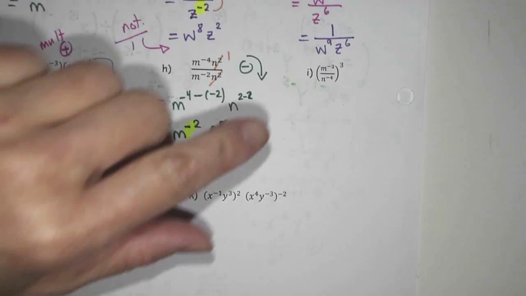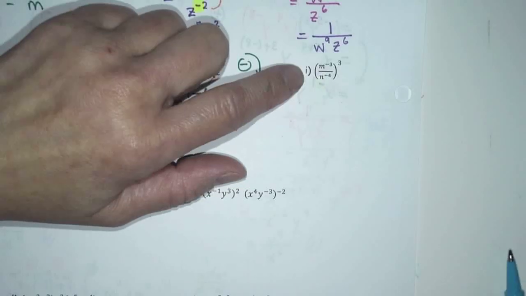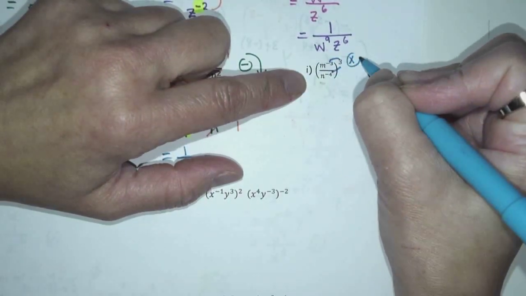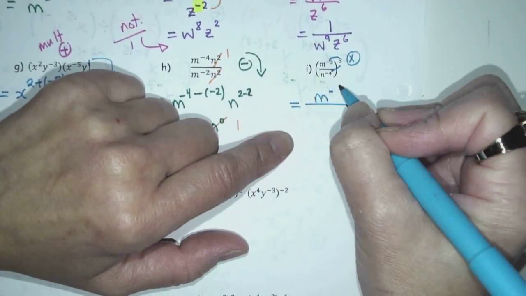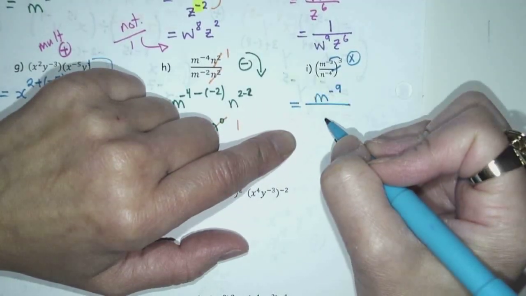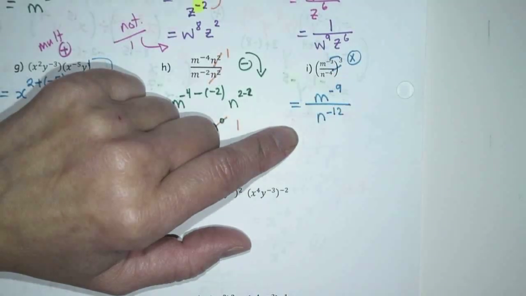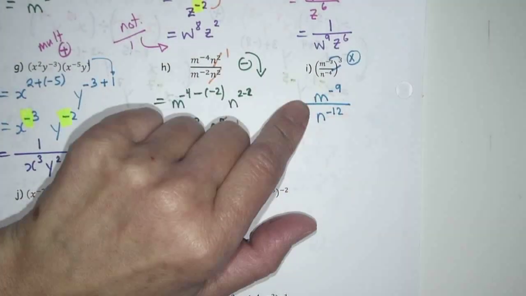Okay, let's try division again. So this division, I can't do anything inside the bracket, so I have to move to the outside and go boom, boom. That power to power means multiplication. So this would be m to the negative 9 and n to the negative 12. Both of them are negative. We multiplied them, right? So we multiplied them.